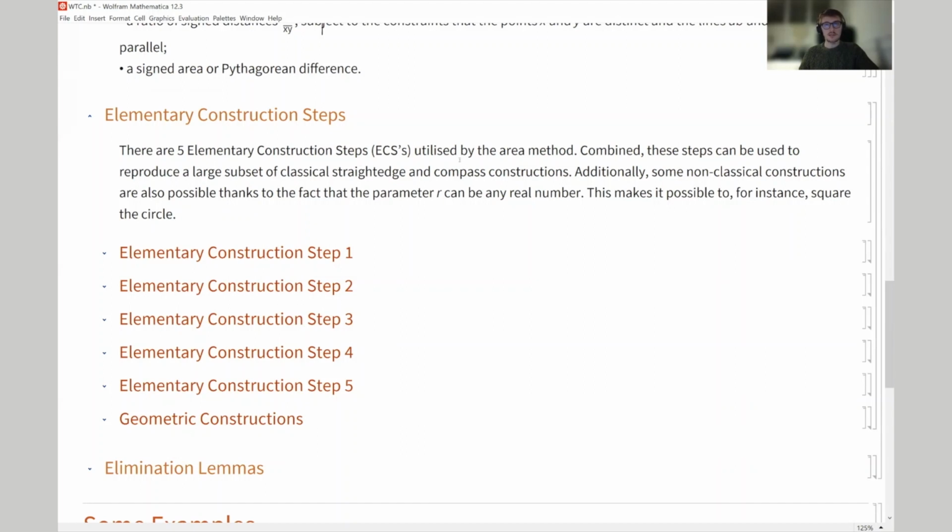And combined, these steps can be used to reproduce a large subset of classical straight-edge and compass constructions, but they can also be used to make some non-classical constructions, thanks to the fact that the parameters occurring in some of our elementary construction steps can be any real number. So we're essentially working over R instead of the algebraics, as is typically the case in straight-edge and compass constructions. And this makes it possible to, for instance, square the circle.